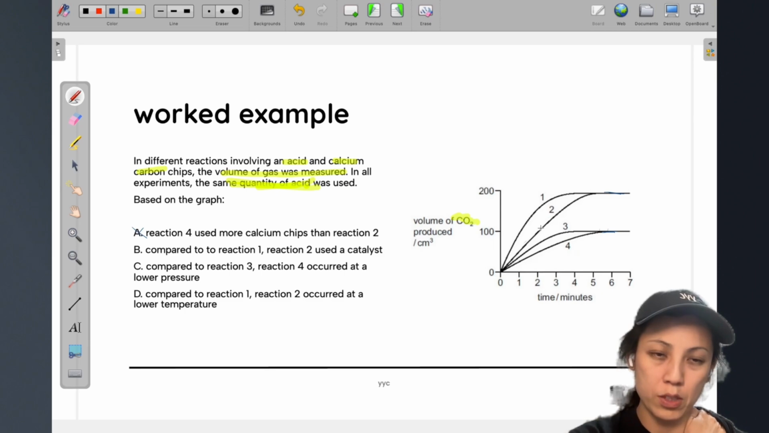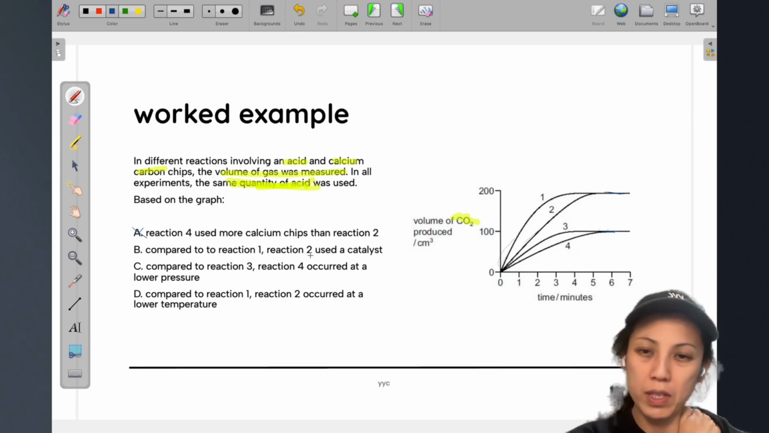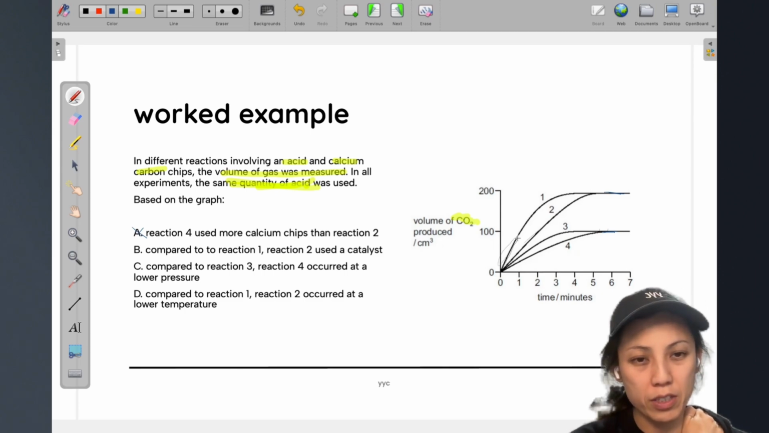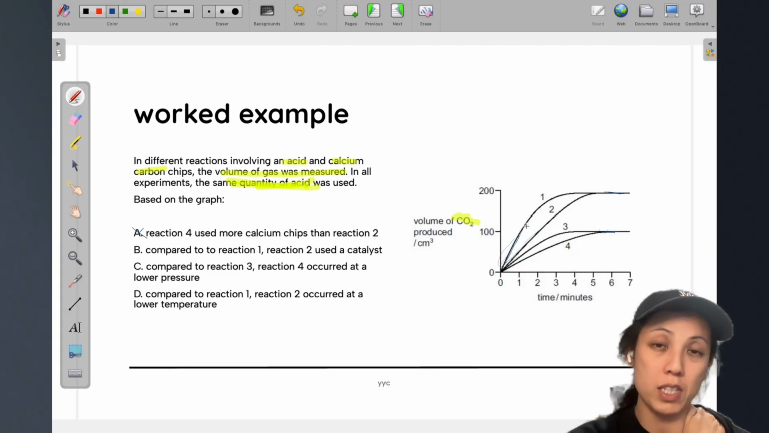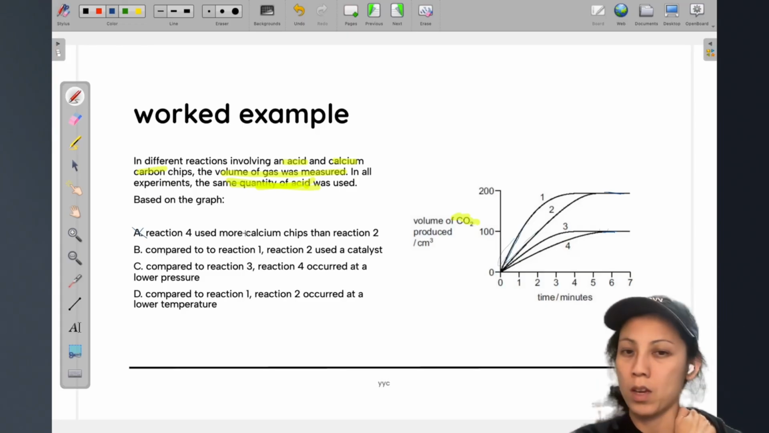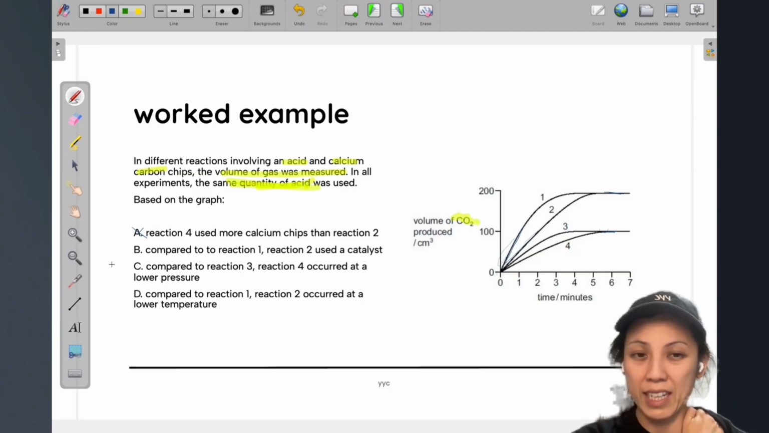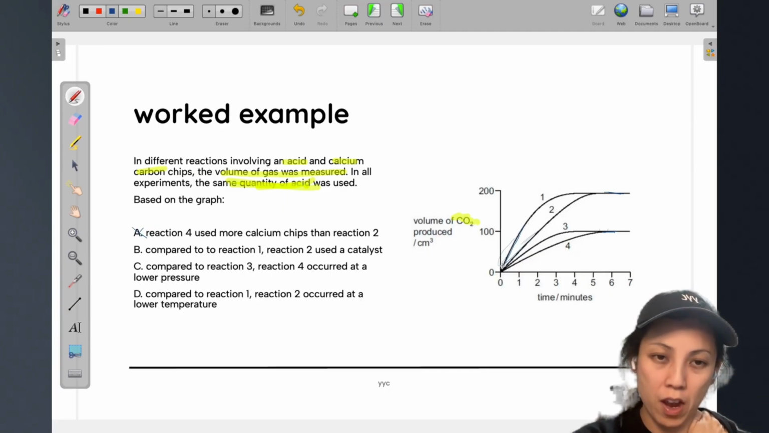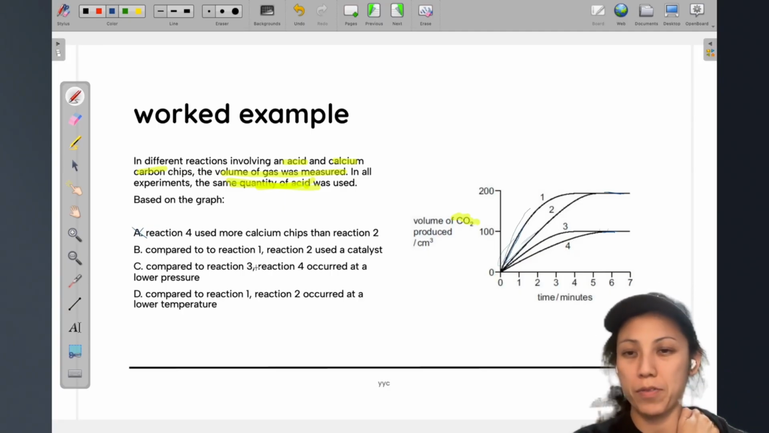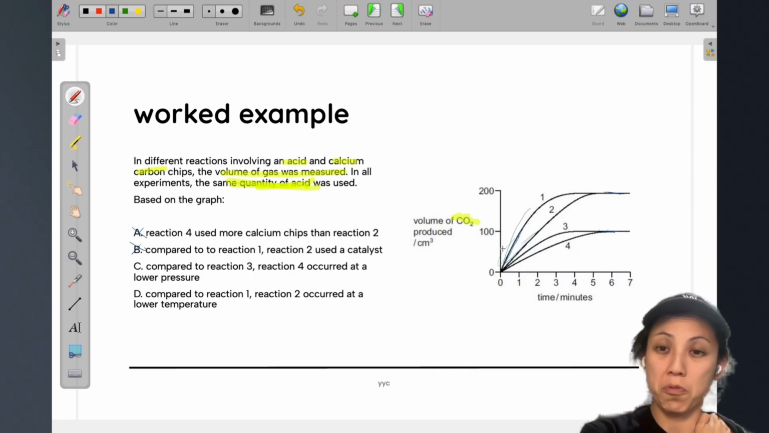Compared to reaction 1, reaction 2 used a catalyst. So look at 1 and 2. You can see that between the two, 1 has a higher rate of reaction, right? Faster rate of reaction than 2, because you're making a lot more stuff in the same amount of time. So that can't be right, because if it was using a catalyst, reaction 2 would actually have a higher rate of reaction, so it'd be quicker, greater rate of reaction, so it can't be right. Oh, looks like we might have 2 right answers here.